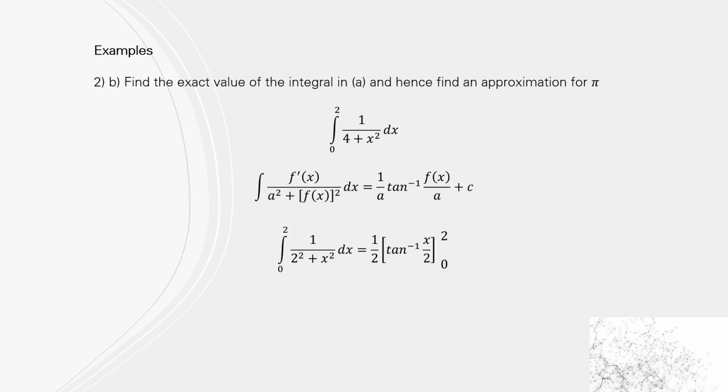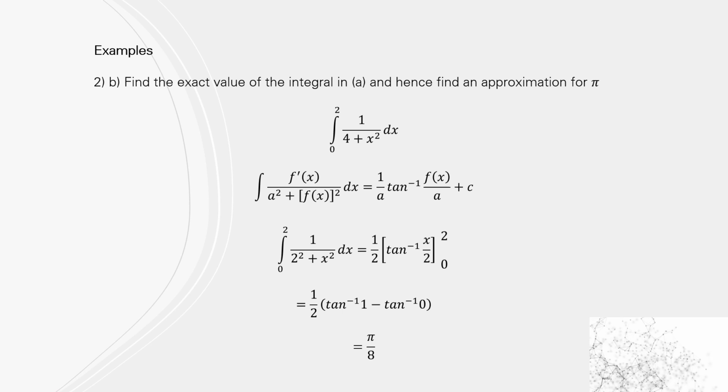So let's go and find what this is using tan. We get 1 over 4 plus x squared. Rewriting this using our tan minus 1, we get 1 over 2 squared plus x squared. So we get a half outside of tan minus 1 of x on 2. Substitute in 2 and 0, and we get a half tan minus 1 of 1 minus tan minus 1 of 0.